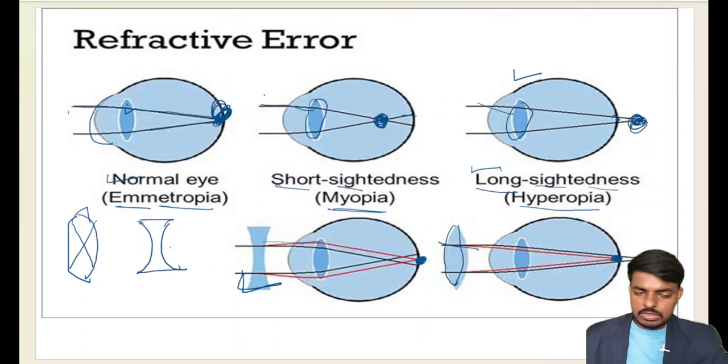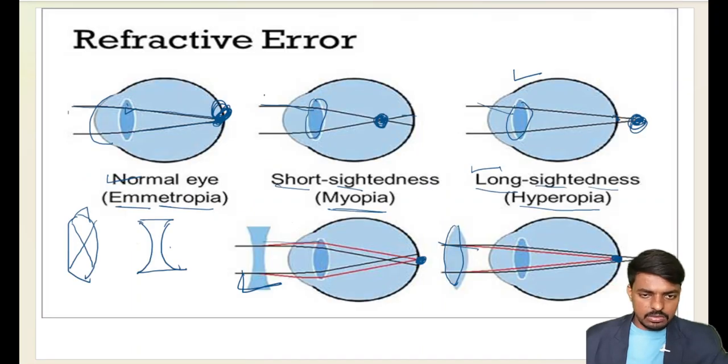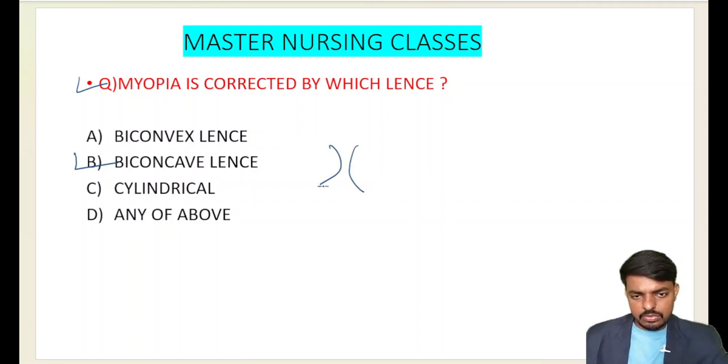Okay, so the question is like this: the lens that is used to correct myopia, meaning nearsightedness, is called the... our answer goes to biconcave shape lens. The biconcave shape lens we will use here to treat myopia. Very important, those of you who mentioned the answer as biconcave lens, your answer is 100% correct.